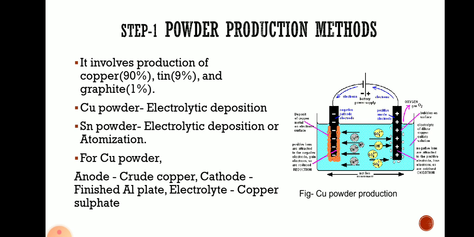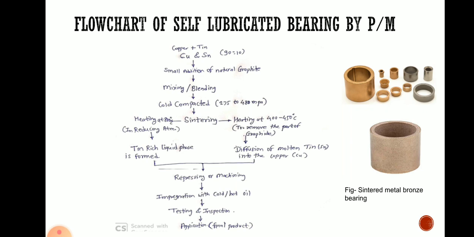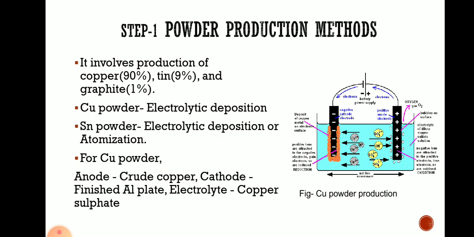In first step in that flow chart, you need to prepare the powder. Now for manufacturing the self-lubricated bearing, we are using the copper, tin and graphite in the proportion 90 is to 9 is to 1. So copper in proportion 90%, tin in 9% and graphite as 1%. In that flow chart I have shown copper and tin as 90 is to 10% and small amount of graphite. That graphite is actually 1% as compared to total 100%, so that proportion will become 90 is to 9 is to 1.